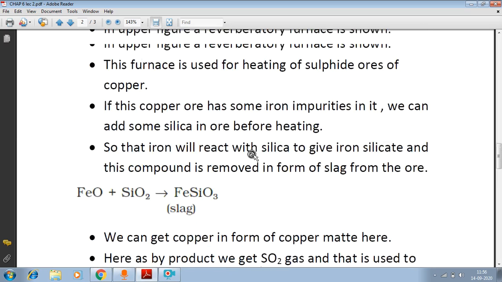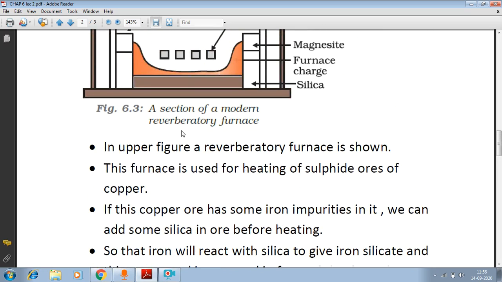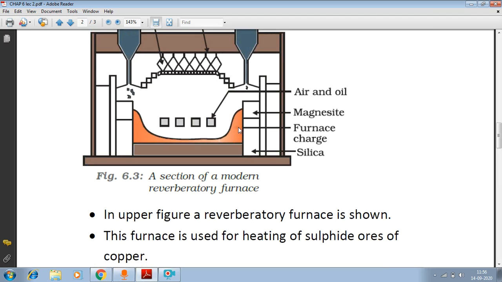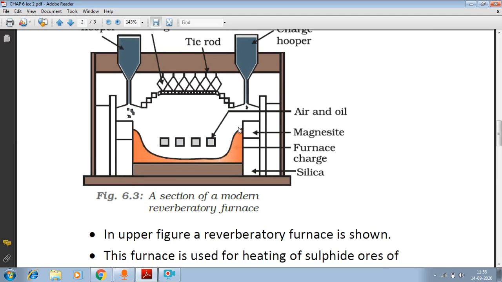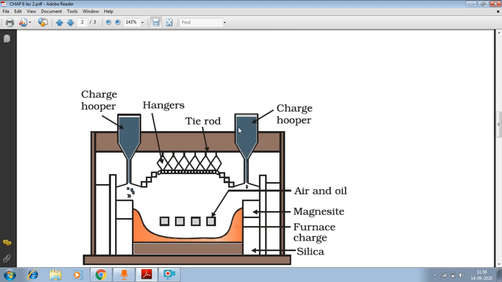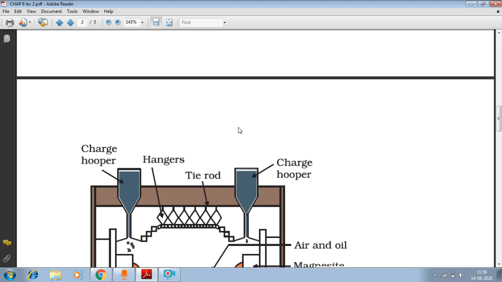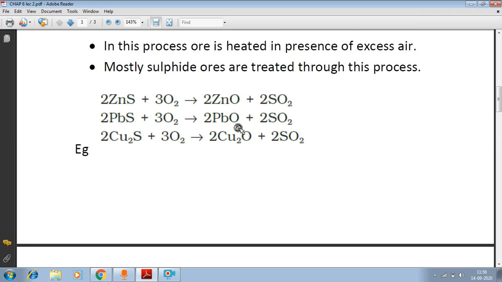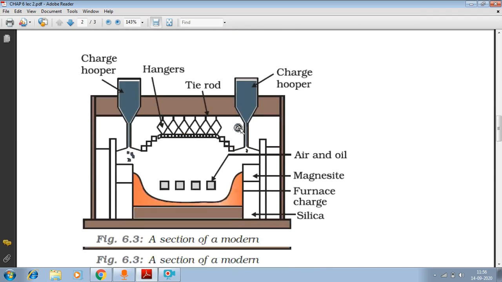So this is the reverberatory furnace, and this furnace is used for converting copper sulfide into copper oxide. Again, the reverberatory furnace is used to convert copper sulfide to copper oxide, and it is a roasting process.